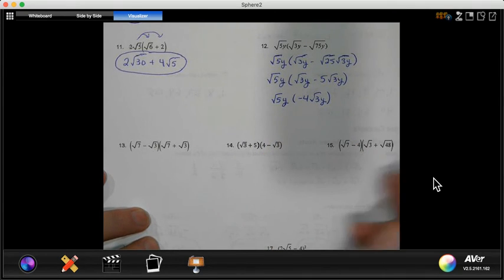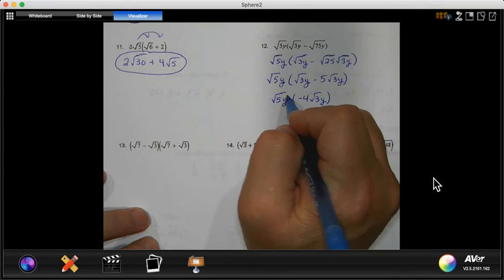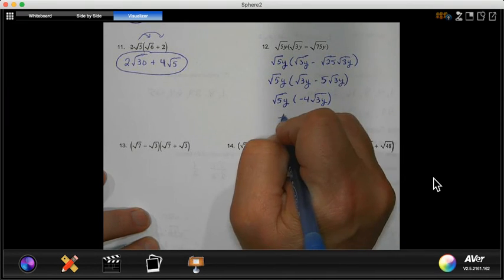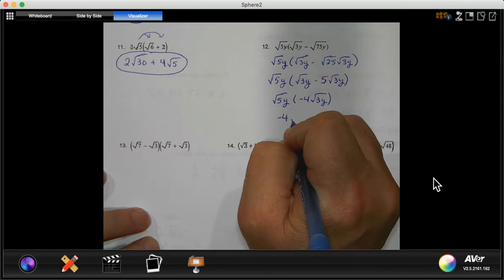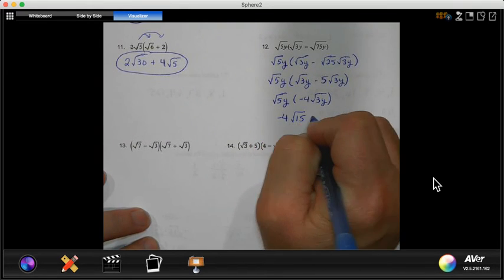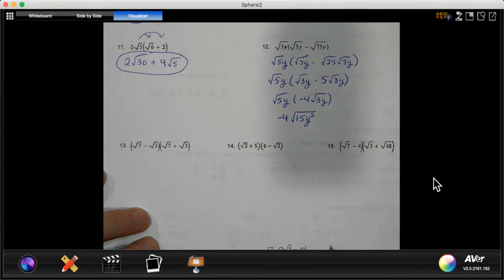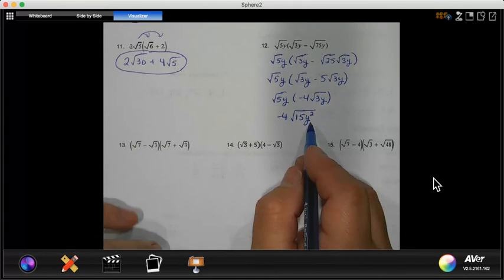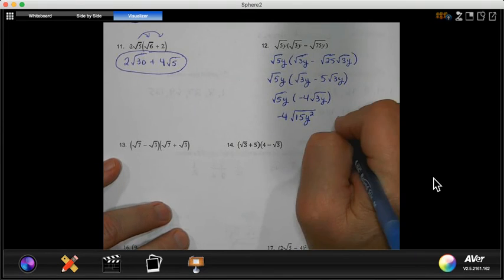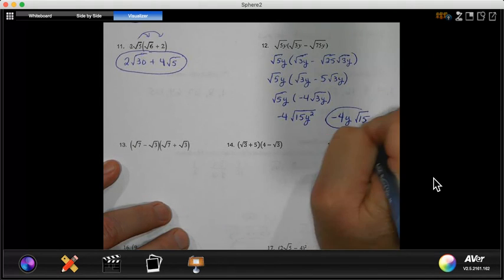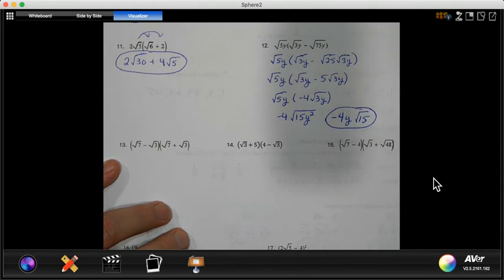Now we need to multiply. So this is all under a root, so the only thing we multiply is the root parts. So the negative 4 stays, and then the root is 15. 3 times 5 is 15, but that's y times y is y squared. And then we can break down the y squared as a y. So my final answer is negative 4y root 15. Okay?